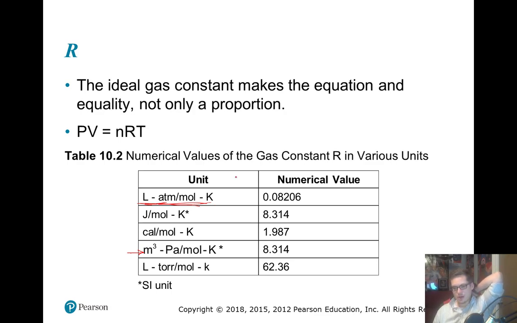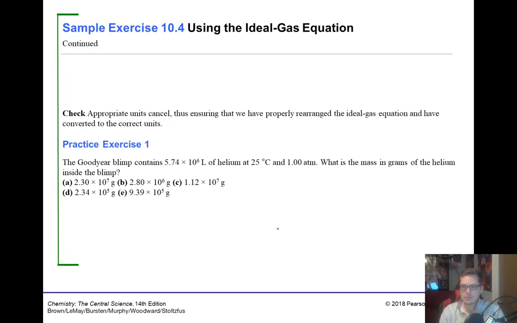But anyway, these are the terms, especially this one here, and this one here. These are the terms that you should be familiar with. If you ever get a wild hair and you want to do your pressure calculation in torrs or millimeters of mercury, you might also want to know this one. But really the 0.0821 and the 8.314 are the two important ones.